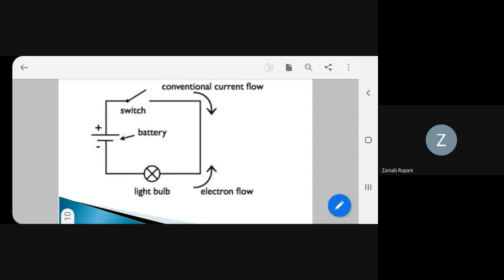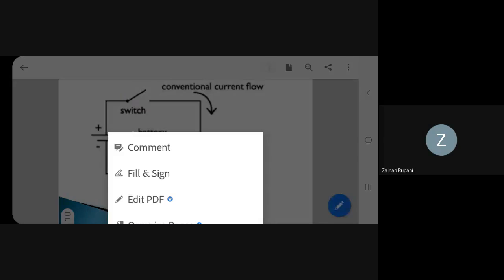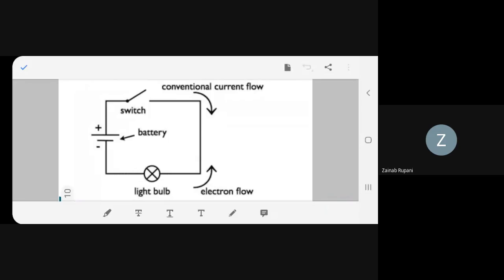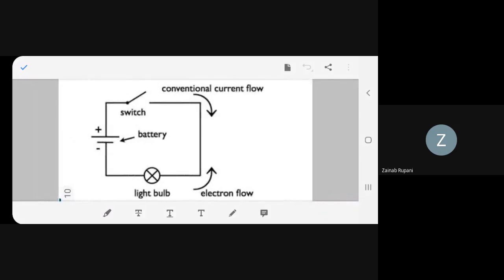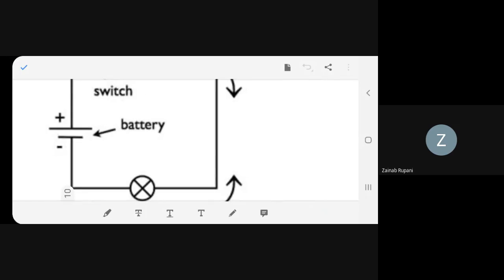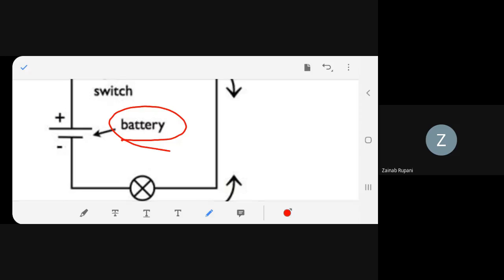Now there are two ways, it's written over here. One is electron flow. Now this is negative. Can you see this? This is a battery. Actually, it should be a cell because there's only one. The small line is negative and the big line is positive, right? This is how you have to remember. The small one is negative and the big one is positive.